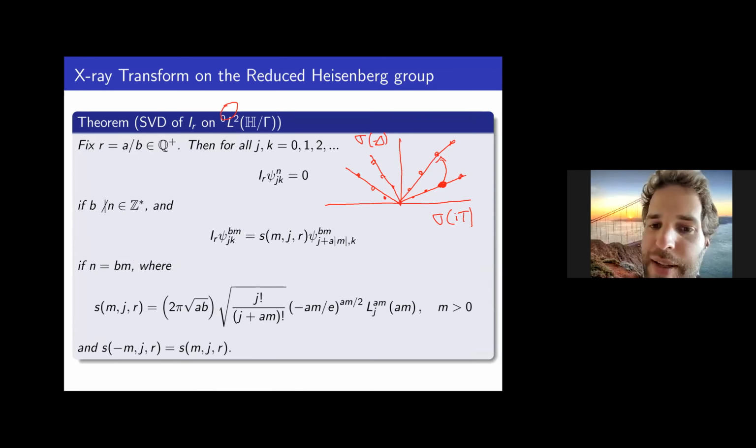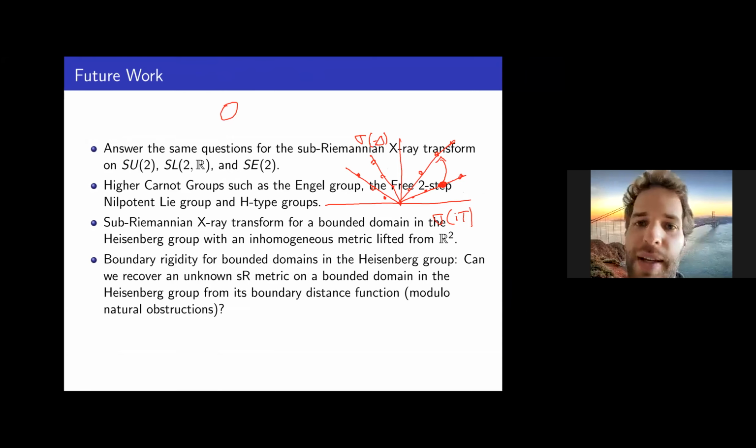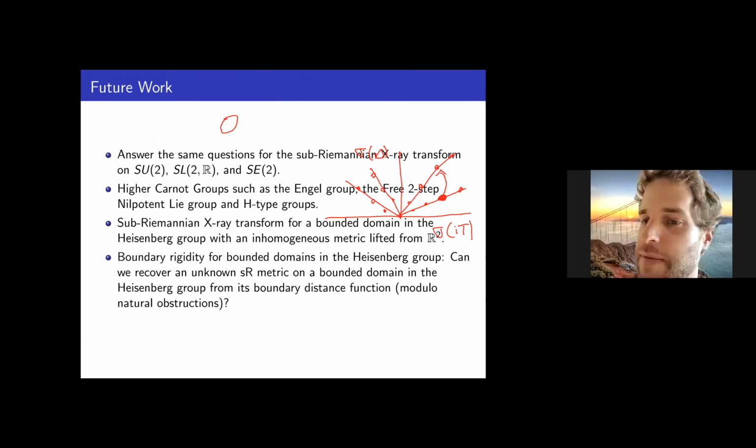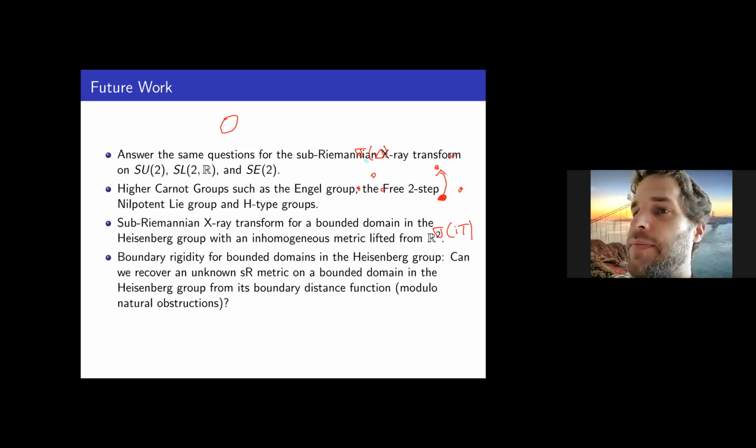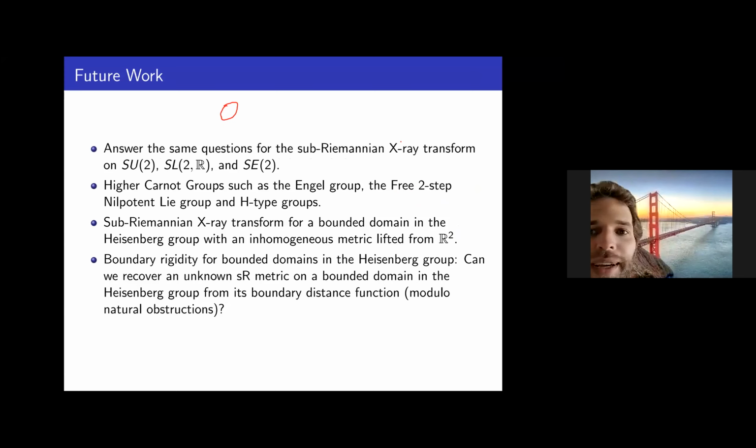Then, some places I'd like to go eventually would be to look at the same question, perhaps on some 3-dimensional contact manifolds. At first, maybe ones with a lot of symmetry, like SU2, SL2, or the special Euclidean group, or just try to study the same X-ray transform on other Carnot groups, in particular, say, the engel group or H-type groups.